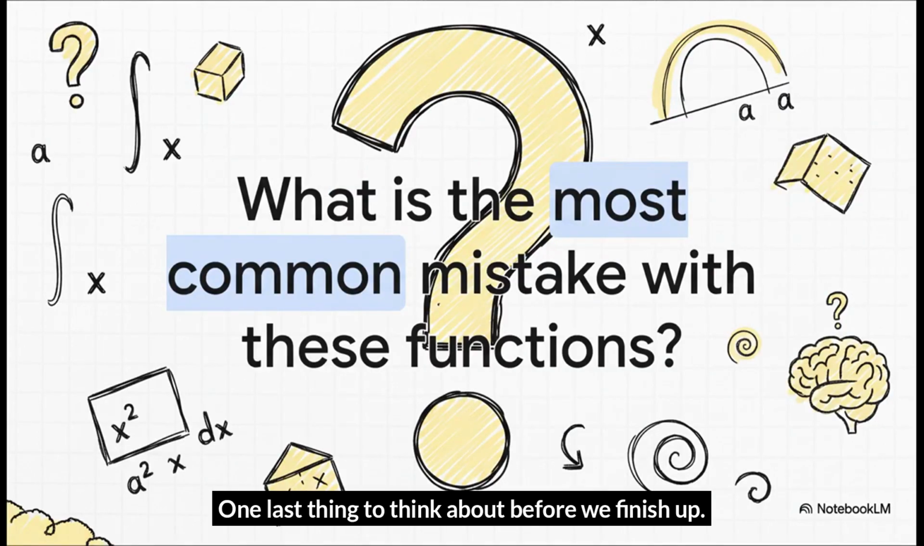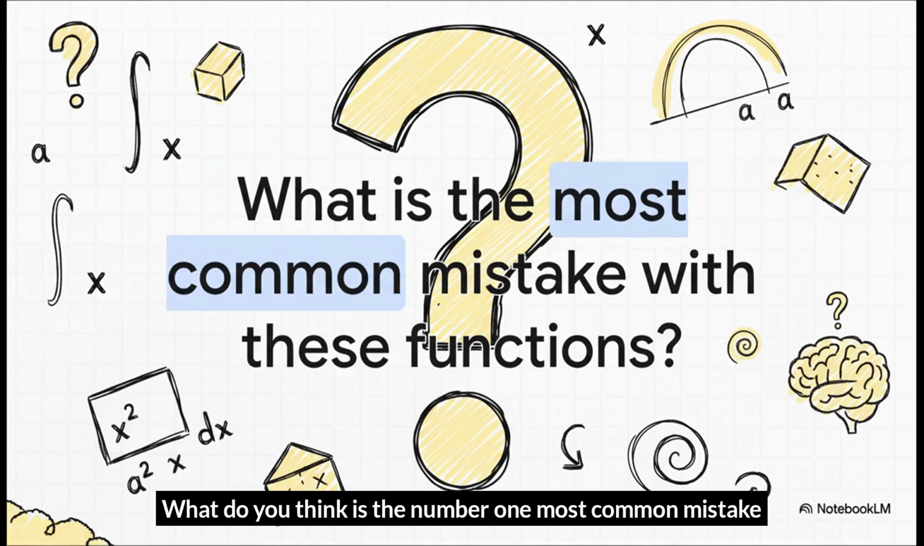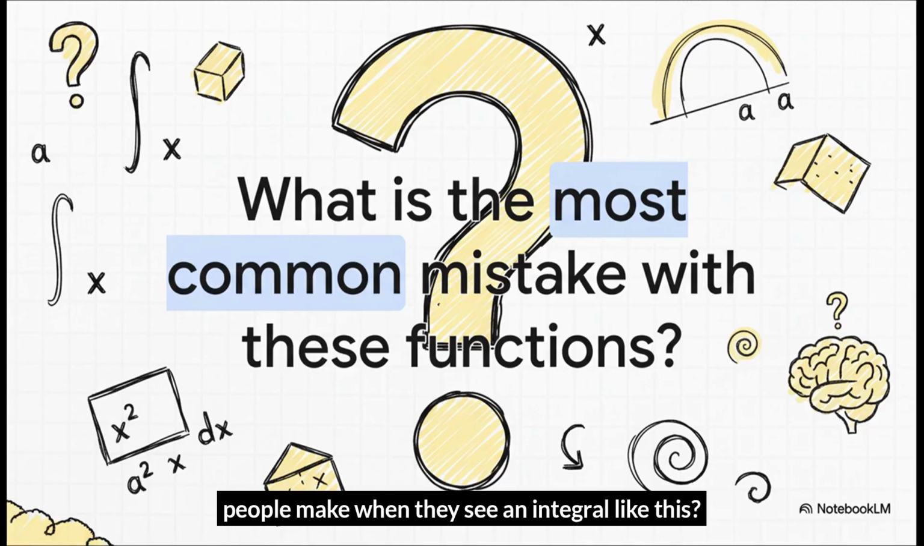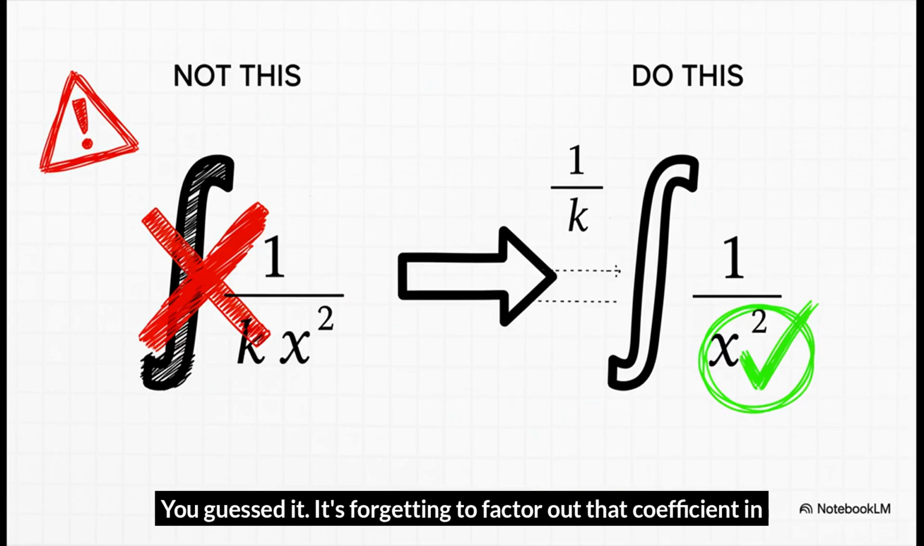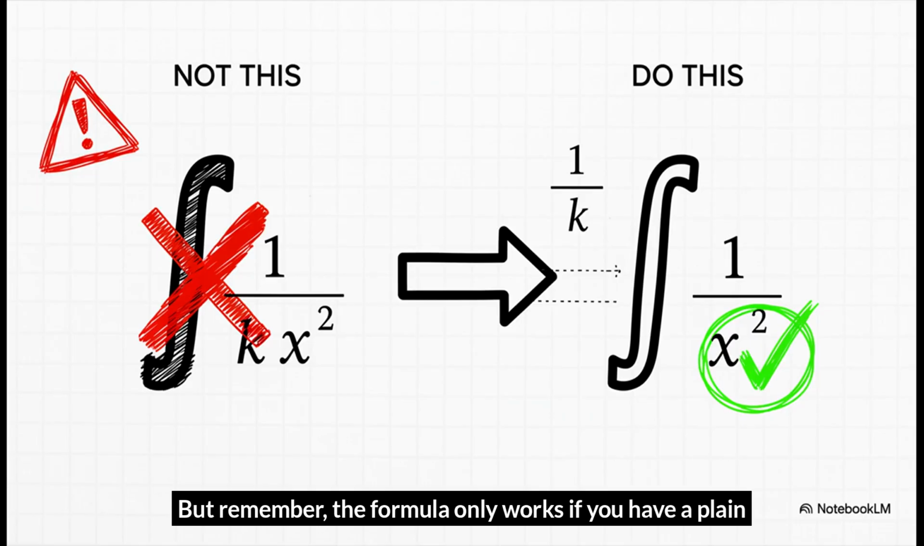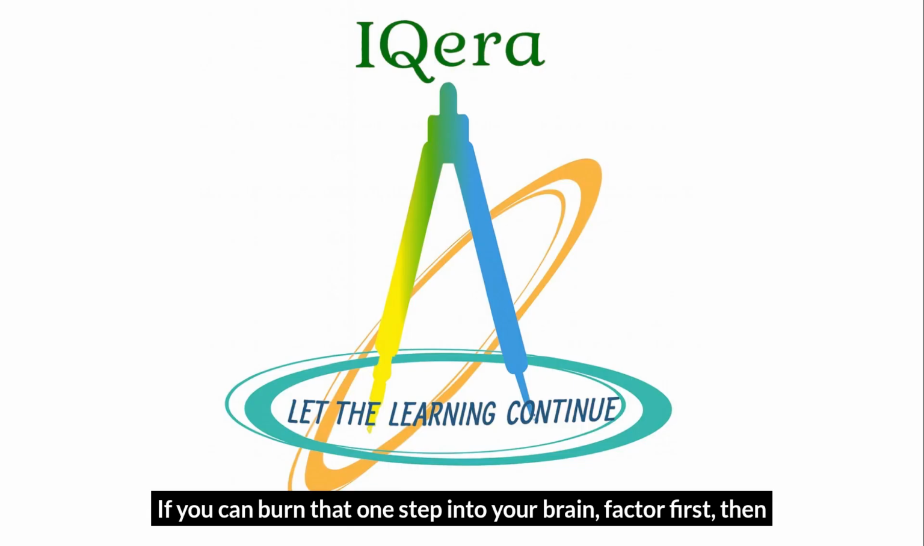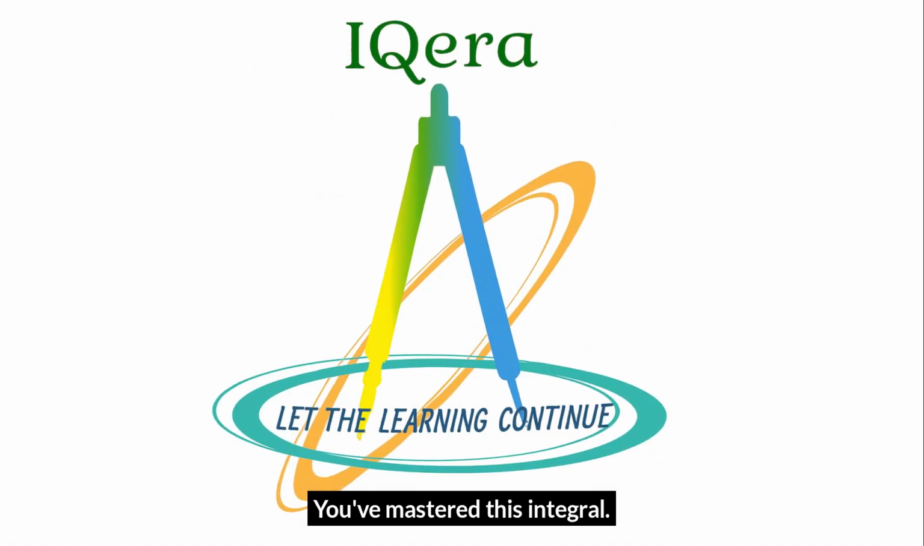Okay, one last thing to think about before we finish up. This is a big one, and remembering it will save you so many marks. What do you think is the number one most common mistake people make when they see an integral like this? You guessed it, it's forgetting to factor out that coefficient in front of the x squared. People get excited. They see the x squared plus a squared pattern and they just dive in. But remember, the formula only works if you have a plain, simple x squared. If you can burn that one step into your brain, factor first, then you've absolutely got this. You've mastered this integral.